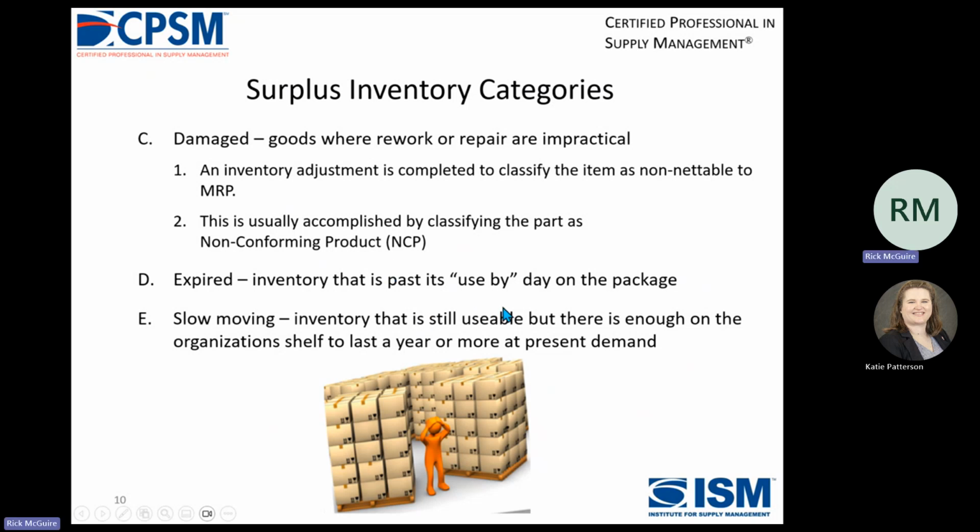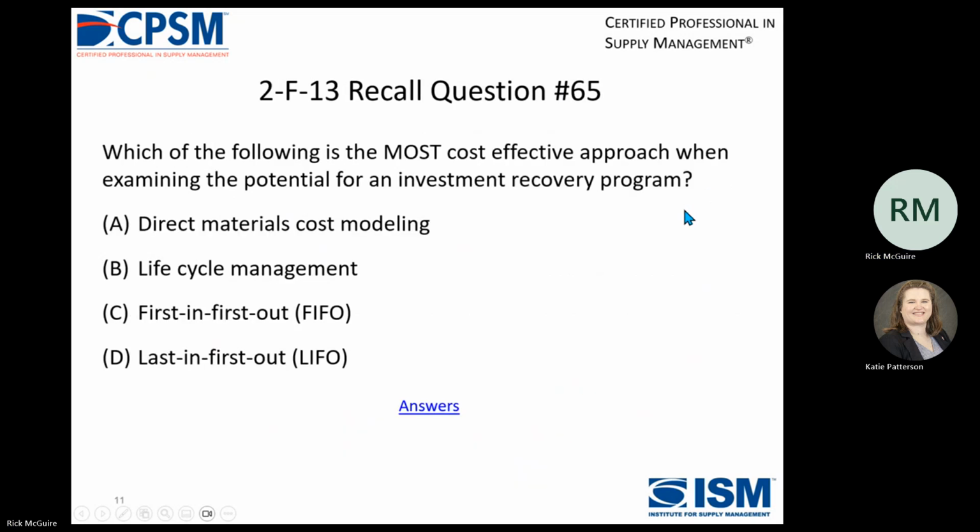Expired inventory is inventory that is past its use-by date in the package. And slow-moving inventory is stuff that's just sitting on the shelf and you might sell one a year. There are enough on the organization's shelf to last a year or more at present demand. You need to get rid of some of it.